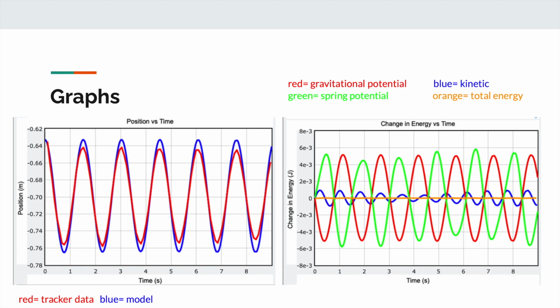So here are the two graphs that we got at the end with our model. On the left, we can see the position versus time, where red is the Tracker data and blue is the model. And on the right, we can see the change in energy versus time, where red is the gravitational potential energy, blue is the kinetic energy, green is the spring potential energy, and orange is the total energy. And these are all the change in energy values.